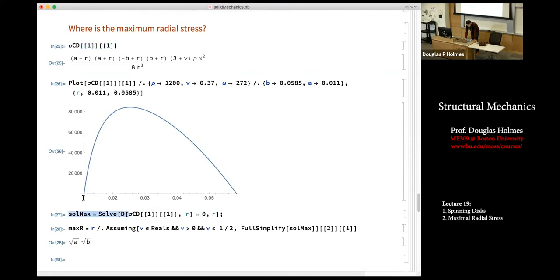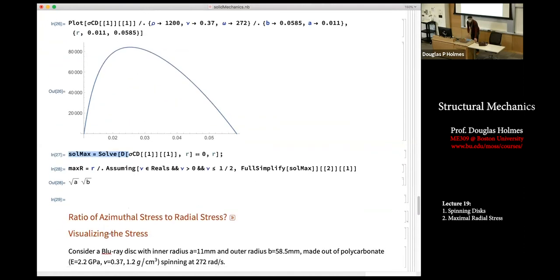So just like any other function you've ever used, if you want to find where this point is, you differentiate the function, set that derivative equal to zero, and solve for R. And what you would find is that the solution is the geometric mean of your disk, which means it's got two dimensions, A and B. The geometric mean is going to be, take the product of those two, take the square root of that. So the maximum radial stress occurs at the square root of A times B.